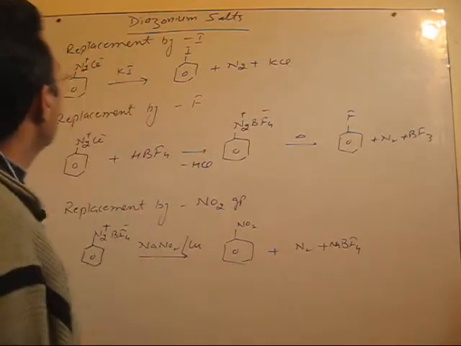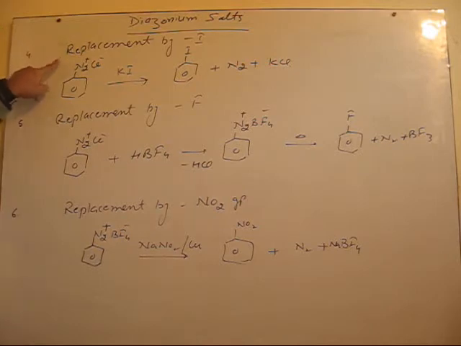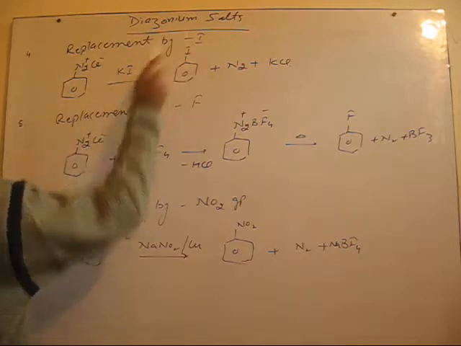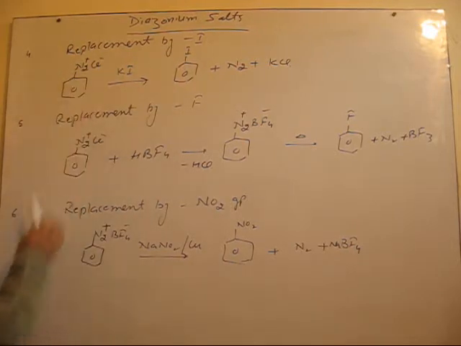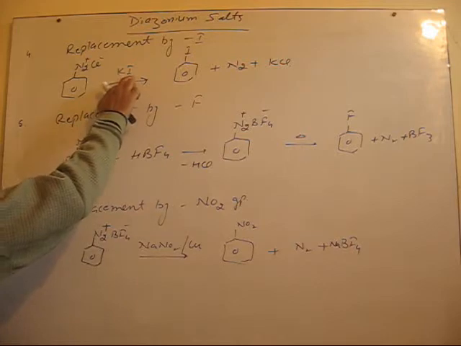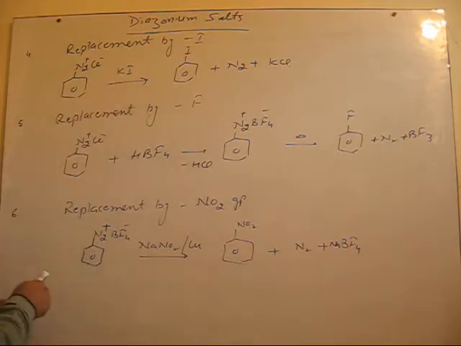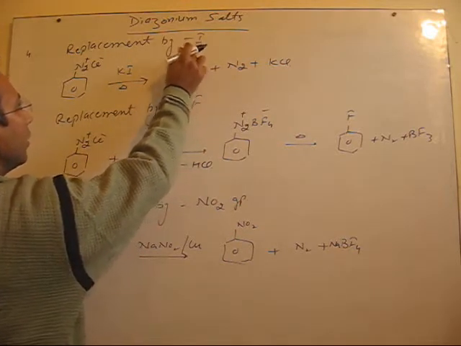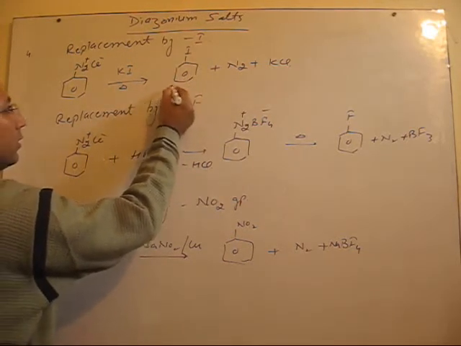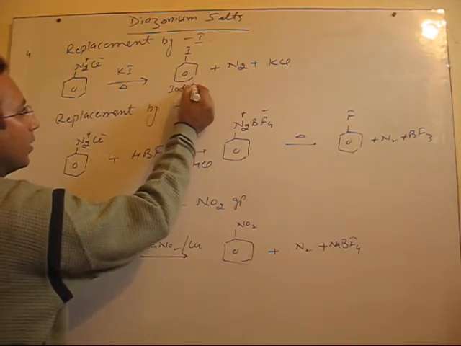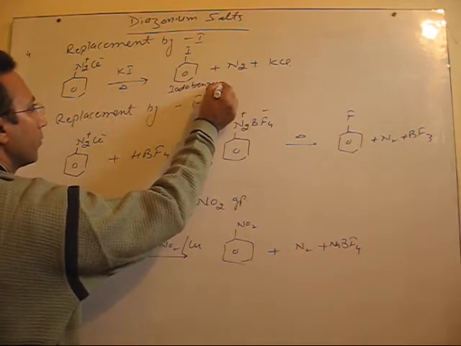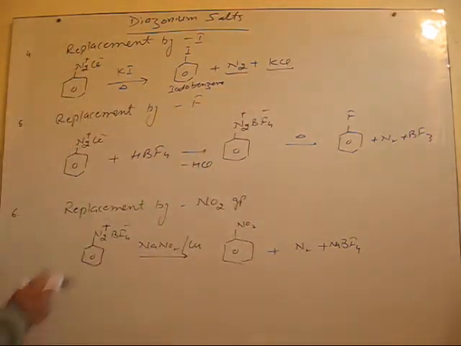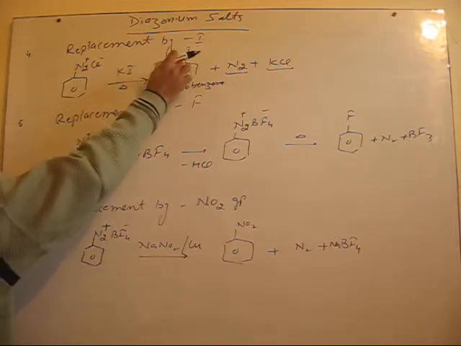Yes, let's continue with some other reactions of diazonium salts. Next, we have replacement by iodine. When diazonium salts are treated with potassium iodide aqueous solution and heated, they result in substitution by iodine. So you get a simple method for generation of iodobenzene, along with the removal of nitrogen and potassium iodide. So this is again a suitable reaction to form iodobenzene.